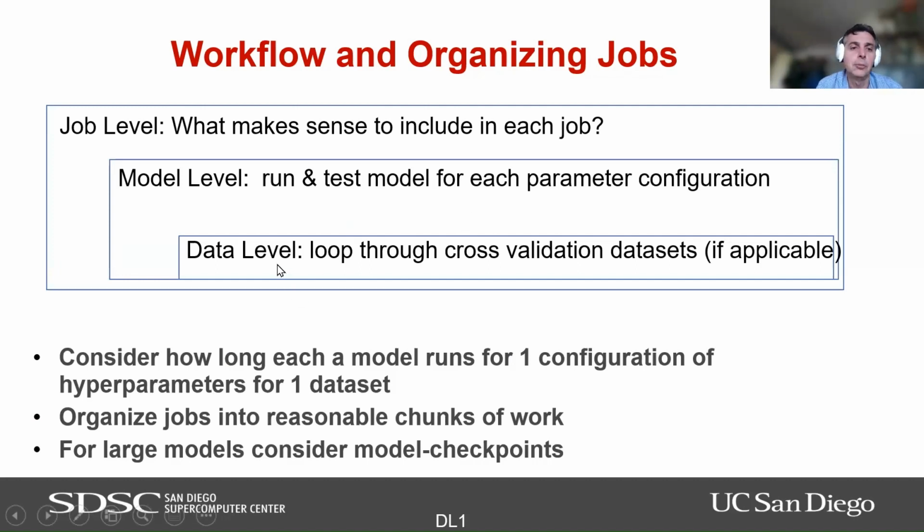If you had super large data, maybe you would just load the data in memory and then run a bunch of models. So you could imagine situations where these last two levels are reversed. So you have to sort of consider how long a model runs for one configuration of hyperparameters for one data set, and you want to organize your jobs into reasonable chunks of work. And of course, if you have large models or large jobs, you ought to consider model checkpoints.